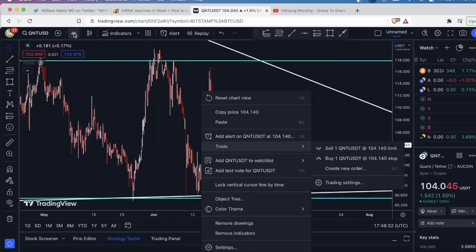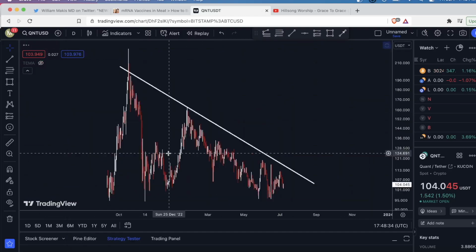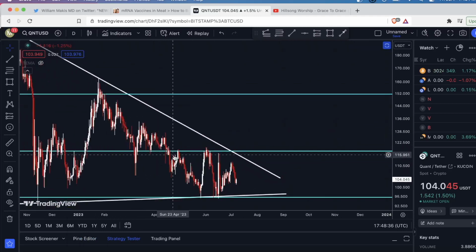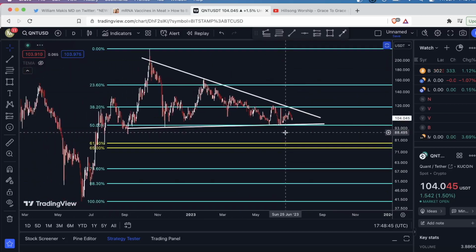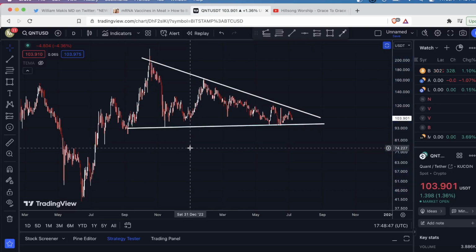Like I said, I'm going to look for an entry. If we get back down here, then I'm going to look to enter here for a long, and I'm going to ride it right up to the top of this downtrending resistance level. So yeah, guys, that's Quant.